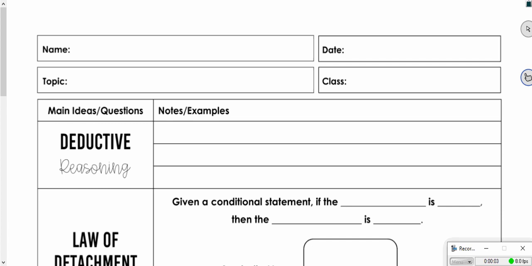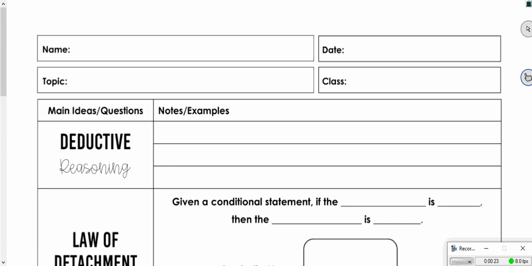Okay, this is section 2.5. It is on deductive reasoning, and we're going to learn some laws today, some like logic laws, if you will. We talked about inductive reasoning, the very first section of this chapter. Does anybody remember what inductive reasoning is about?